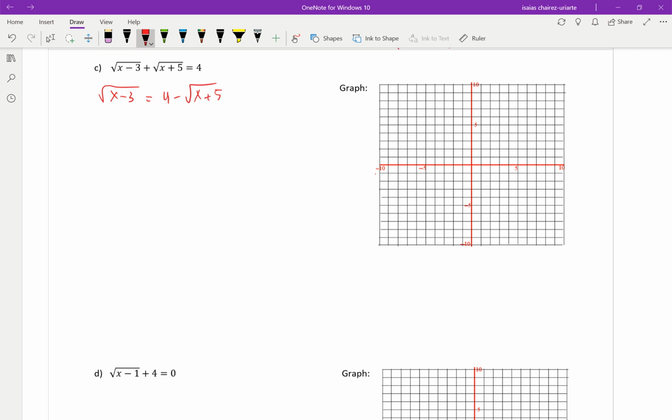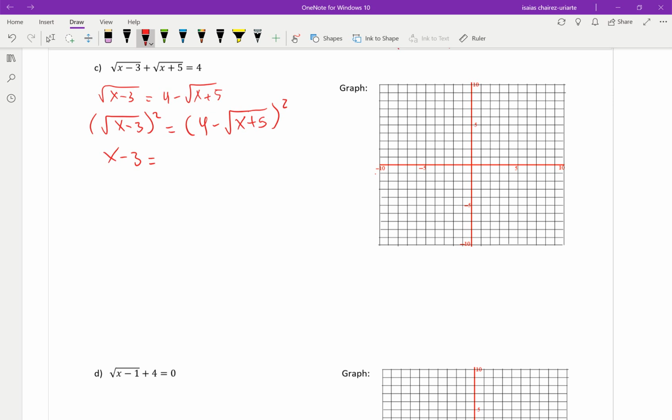What I've done here is I've isolated one of the radicals. One of the radicals is all by itself on the left-hand side of the equation. I'm going to square both sides of this equation now. Okay, so that becomes... On the left-hand side, this is easy. This just becomes x minus 3. On the right-hand side now, we've got to be a little bit careful.